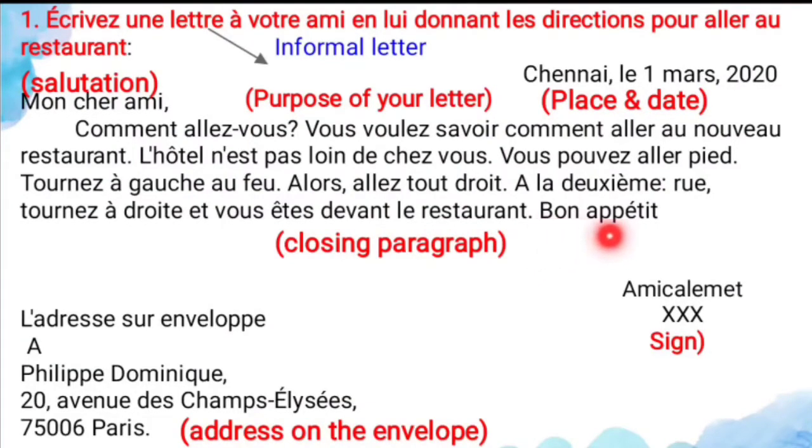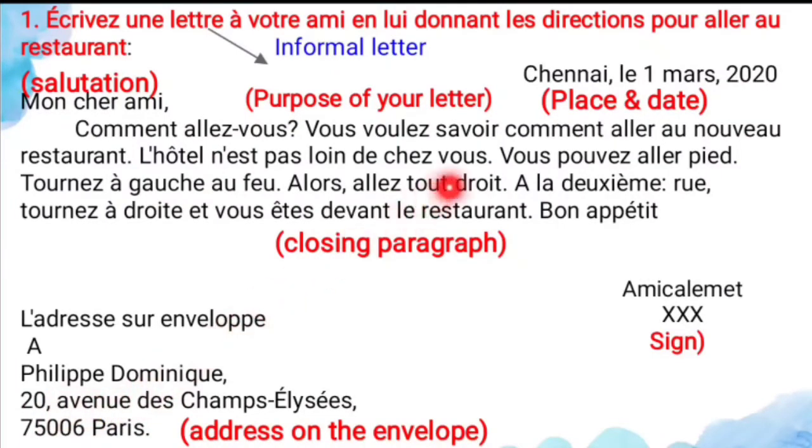So this is your closing paragraph. It's about bon appétit. Bon appétit means what? Have a good meal. And your sign, that is amicalement. Amicalement means what? Friendly. And move to this thing, address on the envelope, that is l'adresse sur l'enveloppe. So à, it means to Philippe Dominique, and the address is 20 Avenue des Champs-Élysées, and 75006 Paris. This is the code number of Paris.